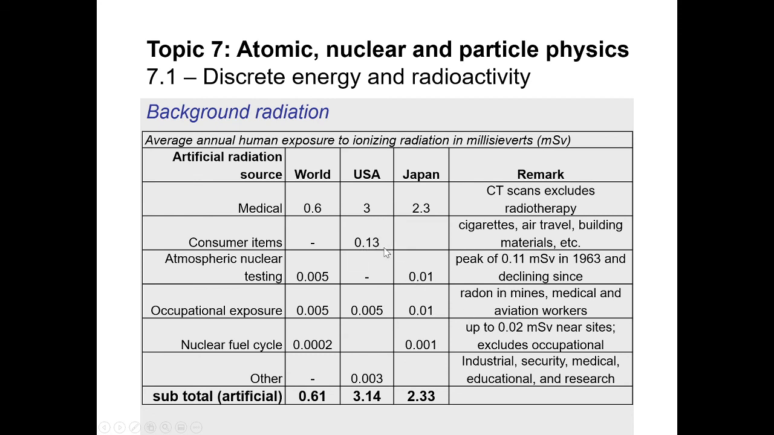Consumer items, 0.13, things like cigarettes, traveling by plane, building materials. Atmospheric nuclear testing, occupational exposure, depending on where you work, if you're working in a mine, in the medical field, or in aviation-related careers. Overall, we can see that the United States, 3.14 millisieverts, Japan 2.33, and the world 0.61. Again, it's probably better to compare the US to Japan because there are many other variables to consider when comparing it to the world.